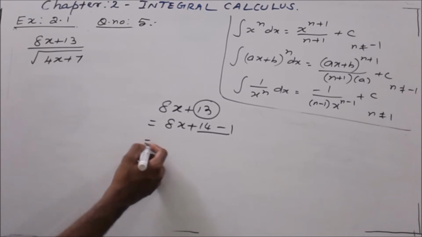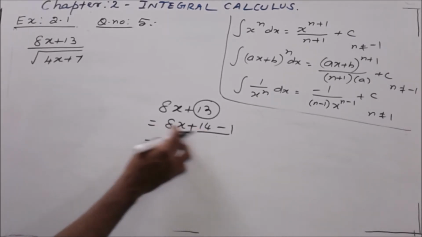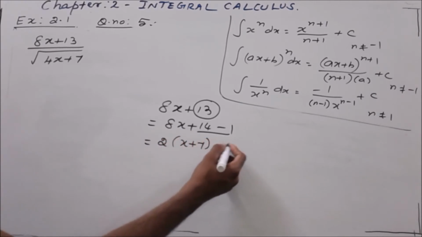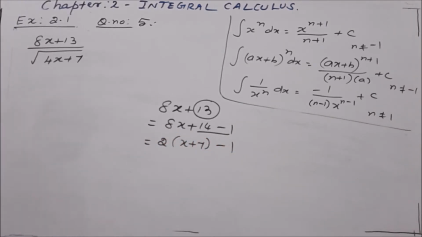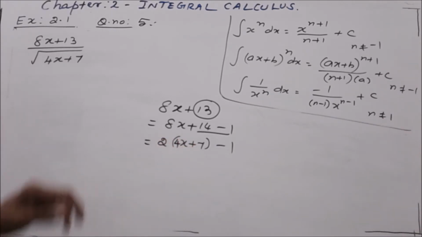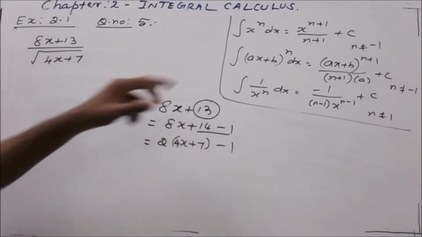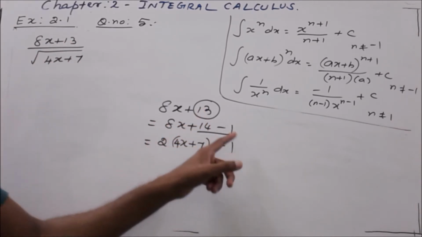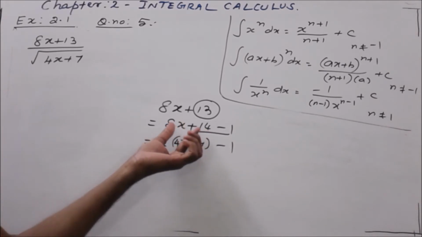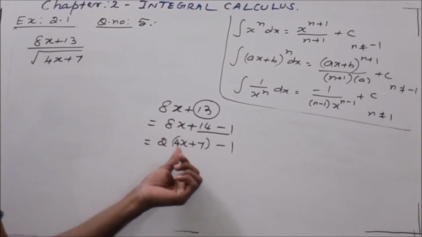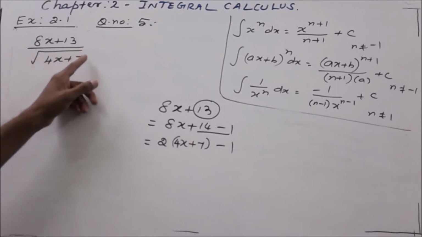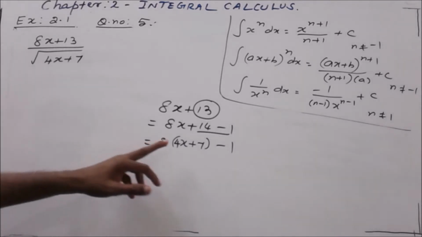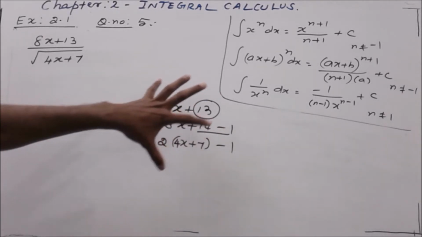Now, remove 2 as common from these two terms. 2 into 4x plus 7, minus 1. 8x plus 13 can be written as 8x plus 14 minus 1; 13 can be written as 14 minus 1. Now removing 2 as common from first two terms, it will be 2 into 4x plus 7. Now we are reaching the denominator function. So for that purpose we are writing this, just adjusting.